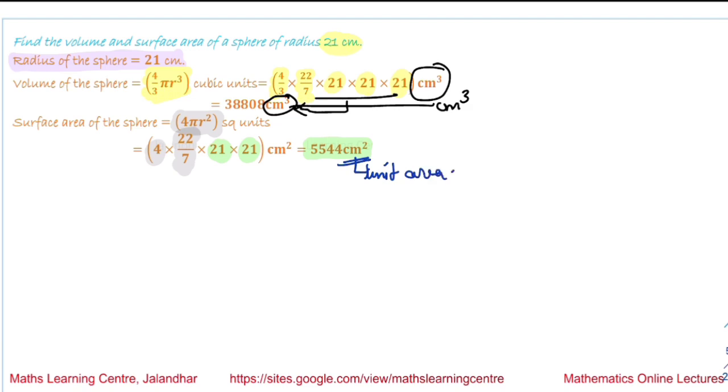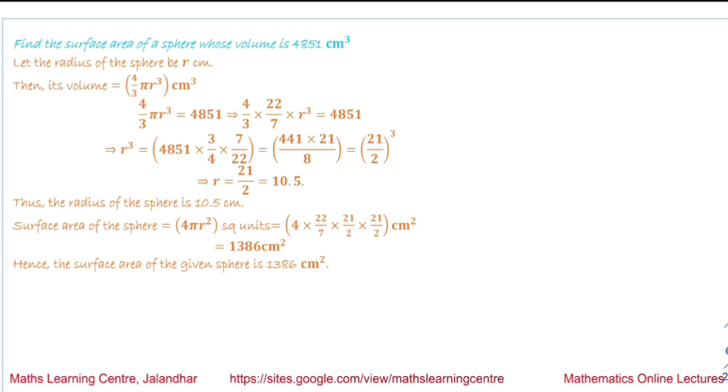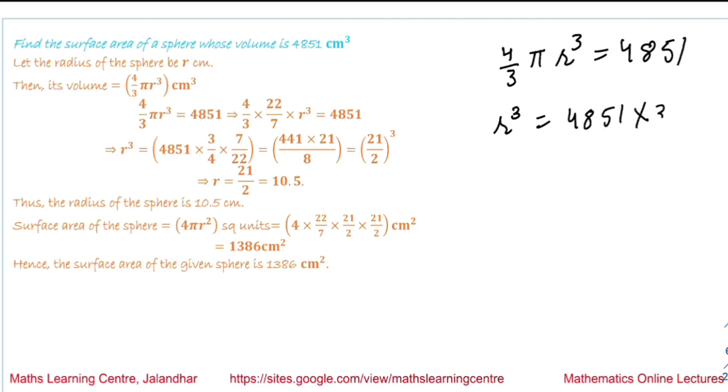Next, we have to find the surface area of a sphere whose volume is 4851 centimeter cube. The formula for volume is 4 by 3 pi r cube, and its value is 4851. So what we get is r cube is equal to 4851 into 3 into 7 by 4 into 22. We are writing pi as 22 by 7.